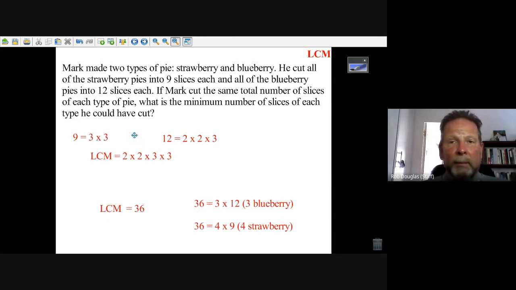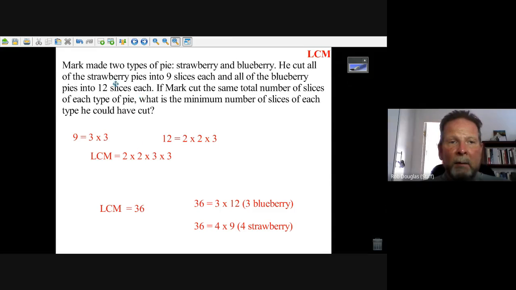Let's look at another problem. Now this one, Mark made 2 types of pie. There's strawberry and blueberry. He cuts the strawberry pies into 9 slices each, and the blueberry he cuts into 12 slices each. Maybe it's the size, I don't know, but that's what he does. If Mark cut the same total number of slices for each type of pie, what's the minimum number of slices of each type he would have to cut?